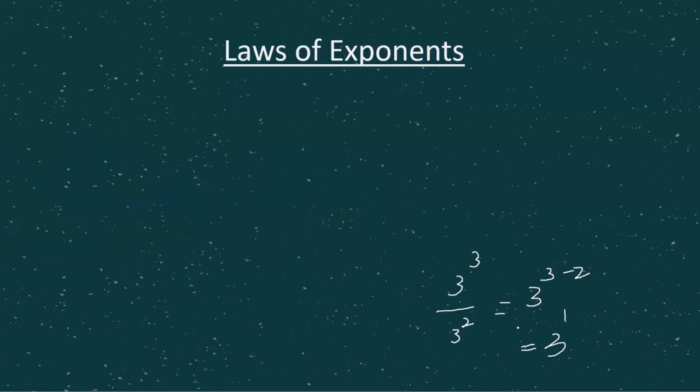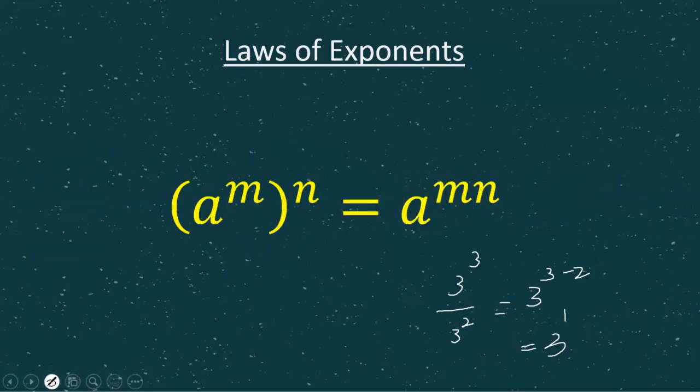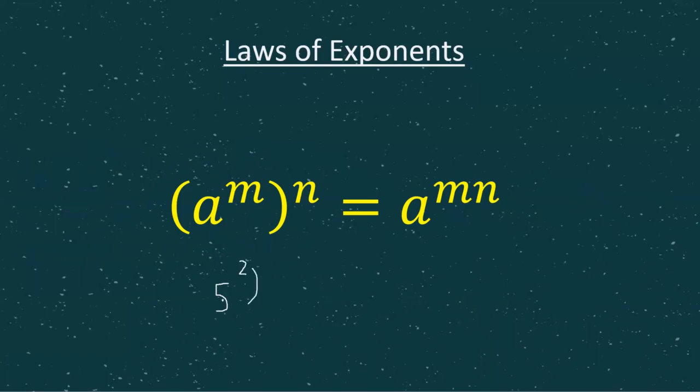So our next law is, let's erase this first. And let's go on to explain our next law. Our next law is a raised to power m in brackets, and outside we have again a power n. So let's take an example for this. A value is 5. Here we have m value 2 and outside n value is 3.